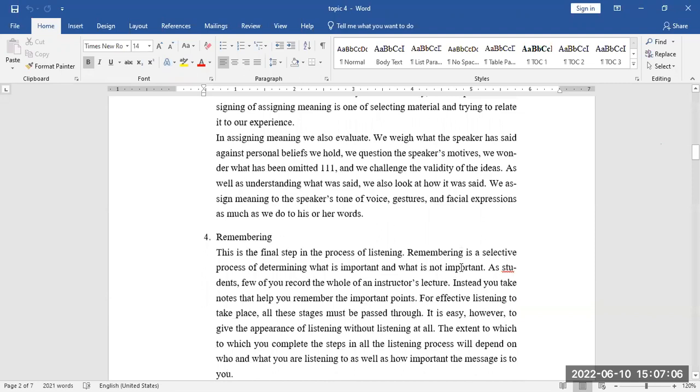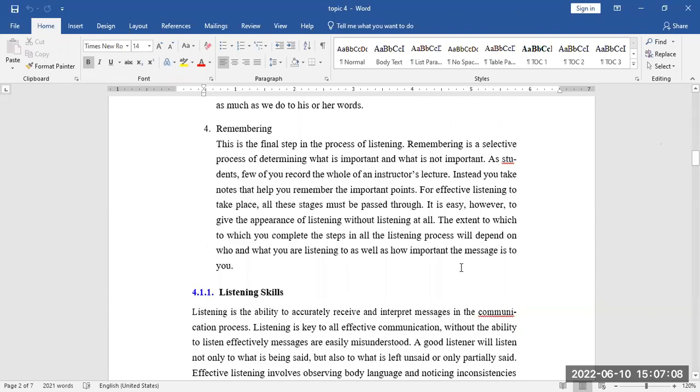Then lastly, we have remembering. And remembering is the final step in the process of listening. So remembering is a selective process of determining what is important and what is not important. For example, in this particular class, there are things that I'm going to say, and you are going to decide, is it important? Is it not important? So you focus on the most important points.